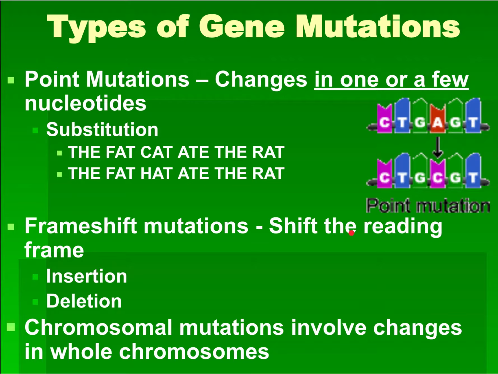The second type of mutation that we're going to talk about is called a frame shift mutation, and the reading frame is going to shift. What does that mean? We'll talk about that also in a little bit. But there's two types of frame shift mutations: insertion and deletion. And there are also chromosomal mutations.